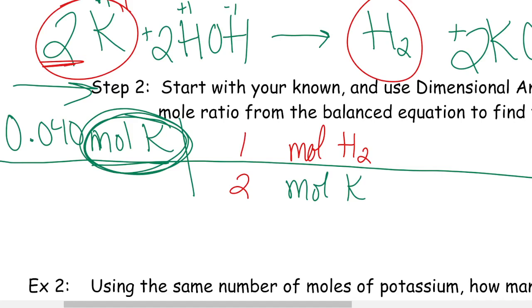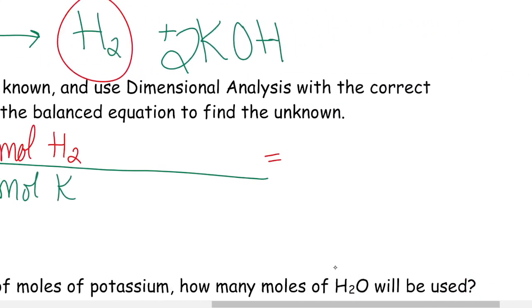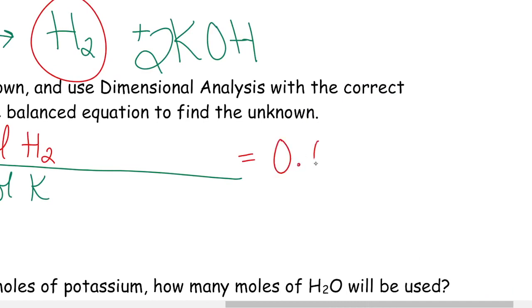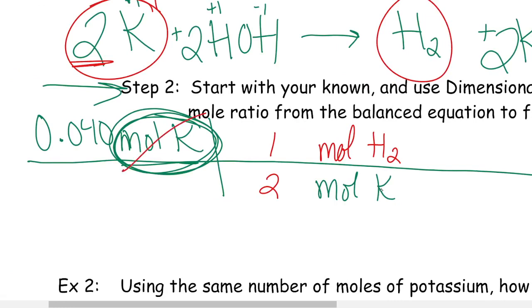Make sense? And then to solve this, I would just multiply everything on top, divide by everything on bottom. You don't have to type a 1 into your calculator because multiplying or dividing by 1 is going to keep your answer the exact same. So 0.040 times 1, but again, you don't have to type that, divided by 2. And what does your calculator say? 0.02. And your unit on that, since moles of potassium cancels out here and it cancels out here, is just moles of H2.